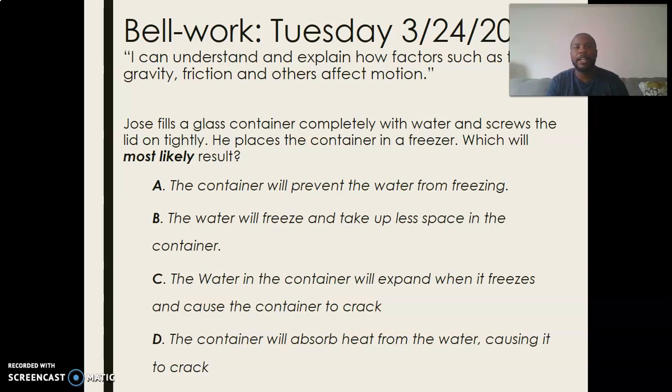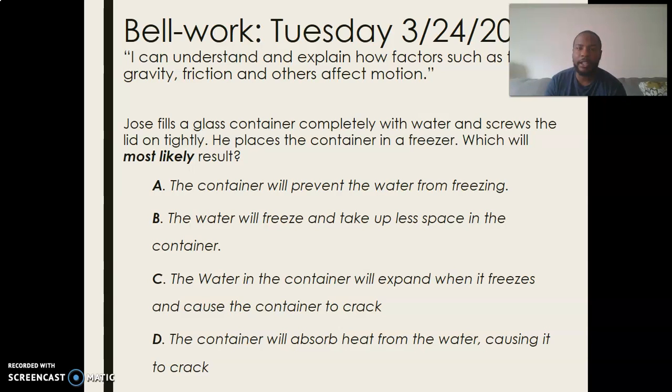So let's go ahead and read our I can statement. I can understand and explain how factors such as force, gravity, friction, and others affect motion. Looking at our bell work for today: Jose fills a glass container completely with water and screws the lid on tightly. He places the container in a freezer. Which will most likely result?